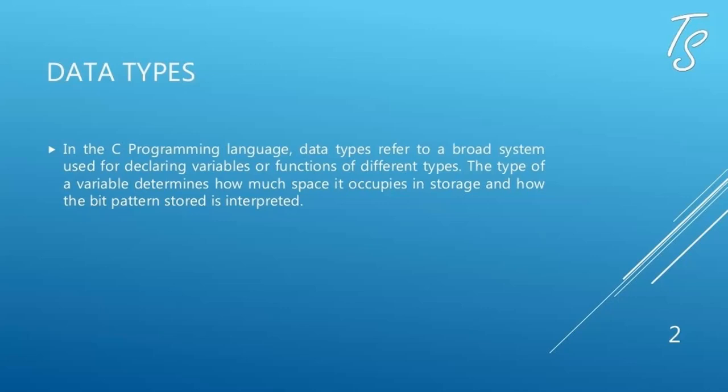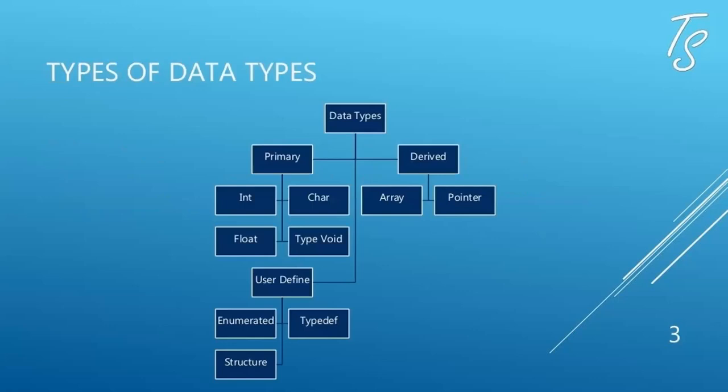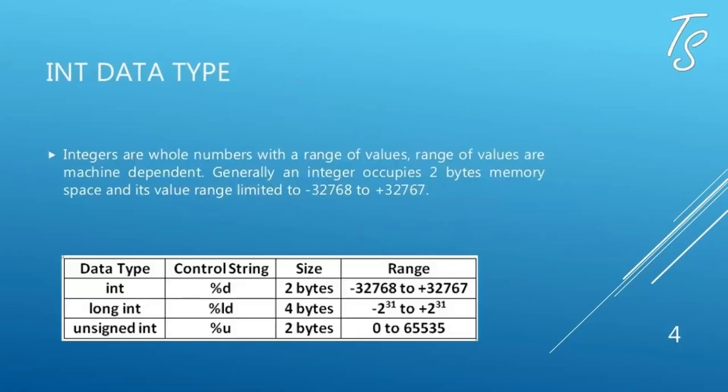Coming to the types of data types, they are divided into different categories: primary, derived, and user-defined. In primary, we have integer, character, float, and type void. Whereas in derived, we have arrays and pointers. When you come to the user-defined, we have enumerated, typedef, and structure. So let's see each one of them one by one in detail.